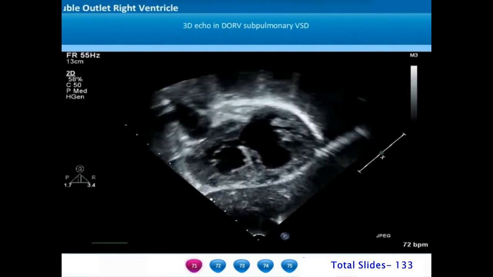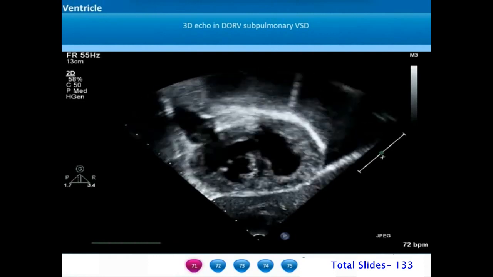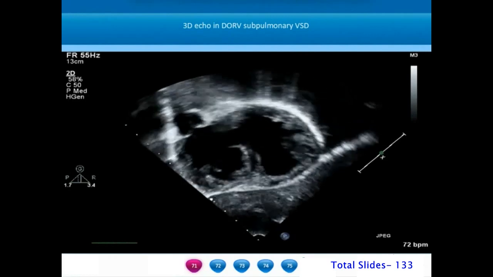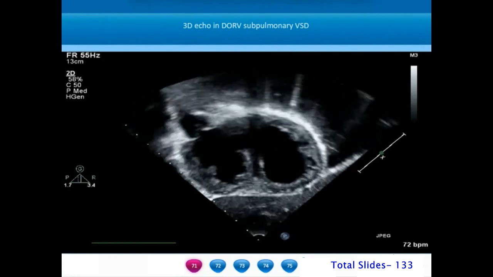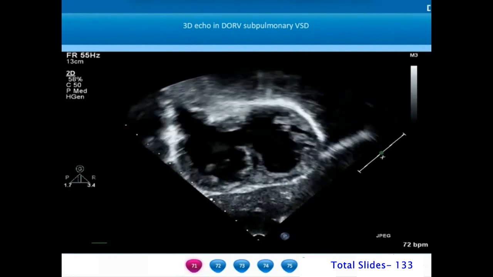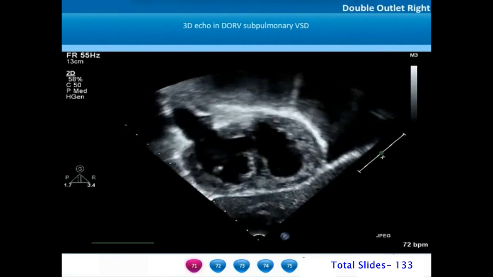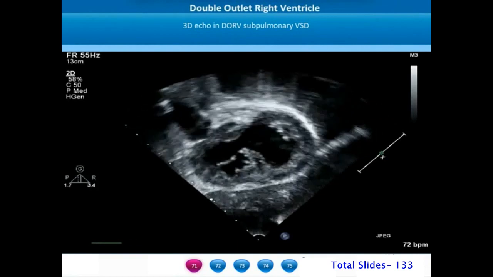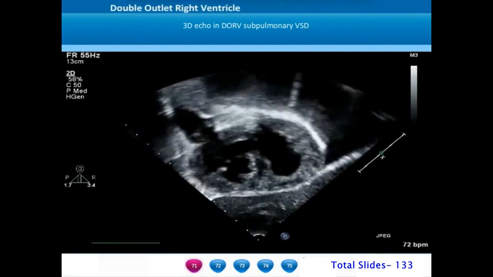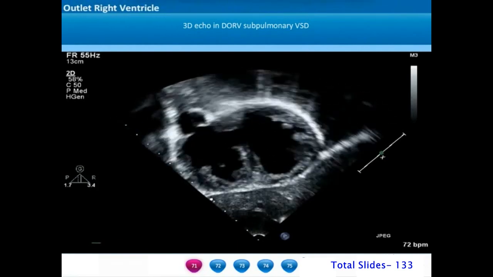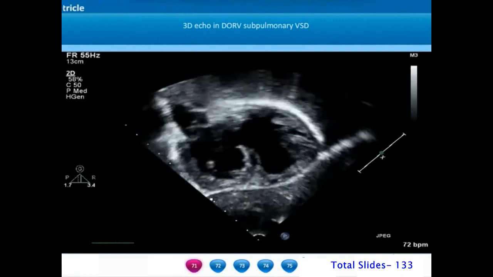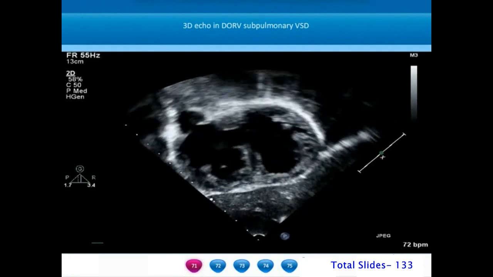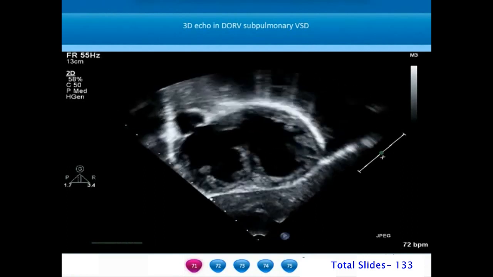It will be interesting to note the utility of three-dimensional echocardiogram in double outlet right ventricle in subpulmonary VSD. In the previous few examples of double outlet right ventricle with subaortic VSD, we illustrated the additional information obtained from 3D echo. Let us see in this subpulmonary VSD. On this subxiphoid short axis view, we can notice the aortic valve arising entirely from the right ventricle and a large ventricular septal defect.